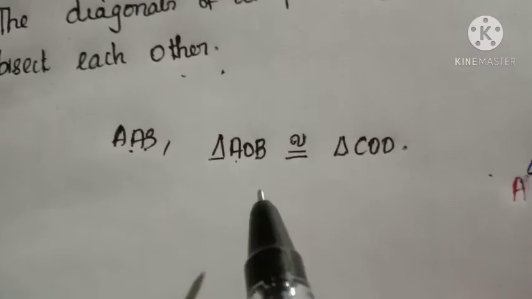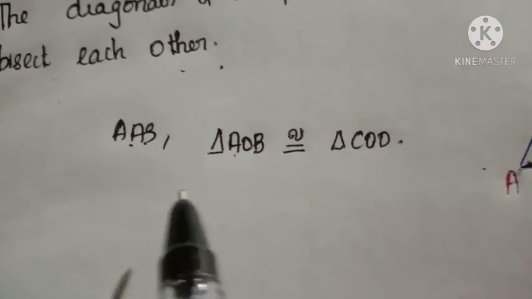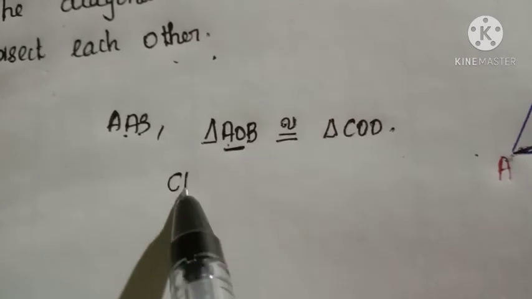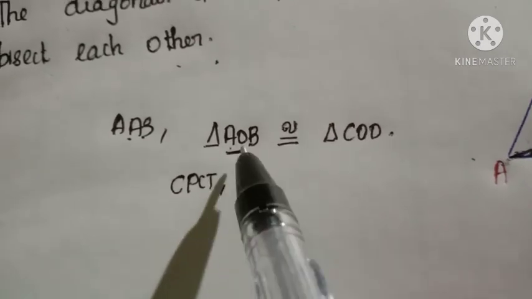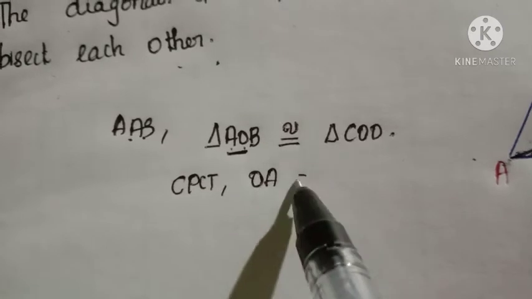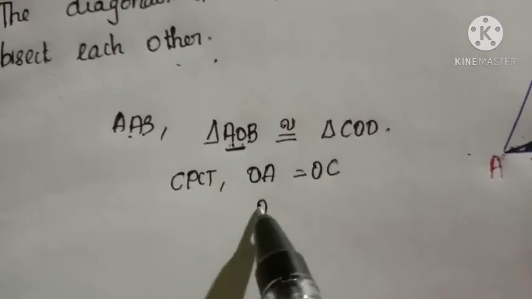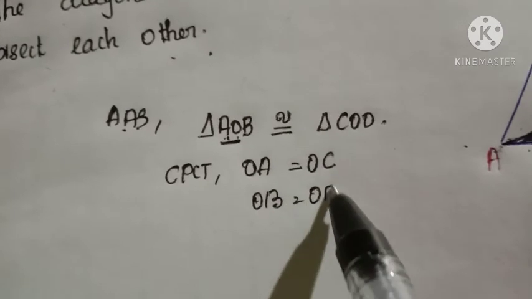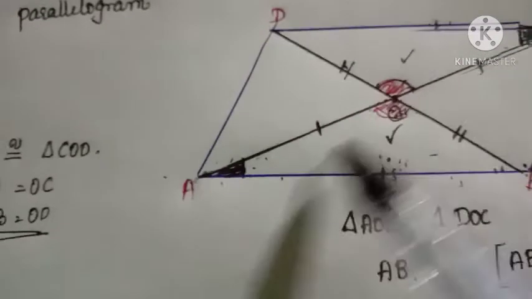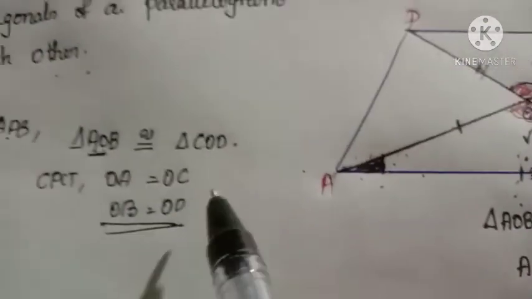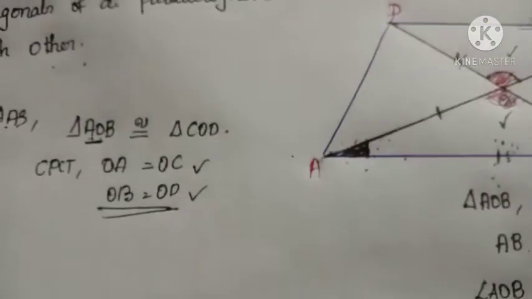Here we need to prove diagonals bisect each other, so we can apply the CPCT rule. By CPCT rule, OA equal to, corresponding to OA, OC. Now OB equal to OD. Look at the figure. OA equal to OC, OD equal to OB. So diagonals bisect each other.